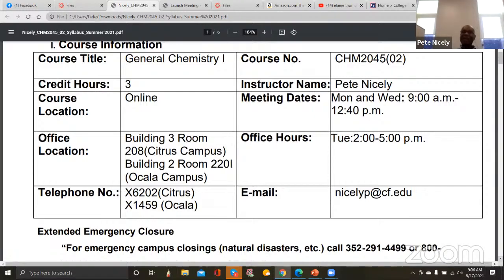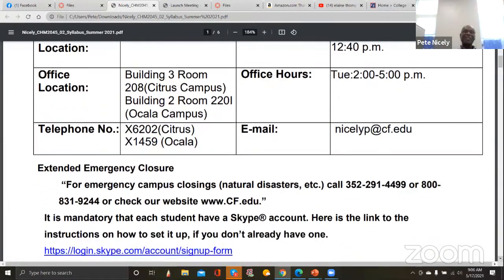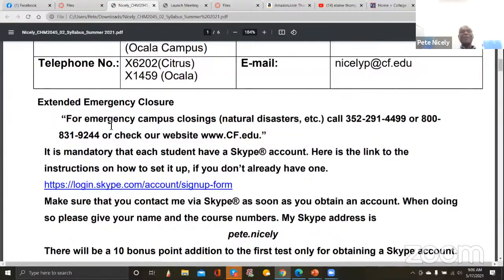And below that table, you see a statement concerning emergency closure. So if something happens and class has to be canceled because of some unforeseen happening like natural disasters, then you can call the number provided. Actually, there are two numbers provided. One is a toll-free number, and you can also check the college website because they normally will provide information there concerning those issues.